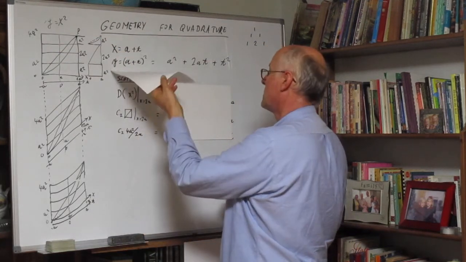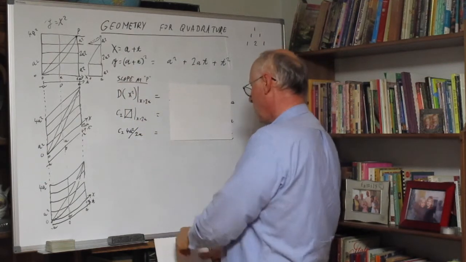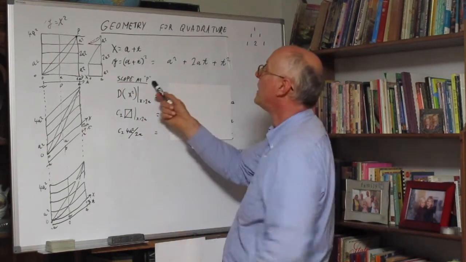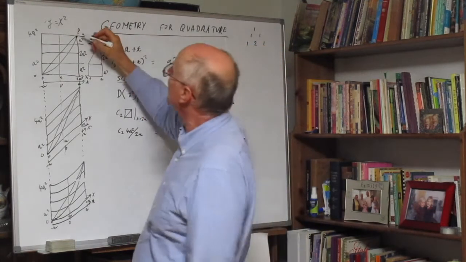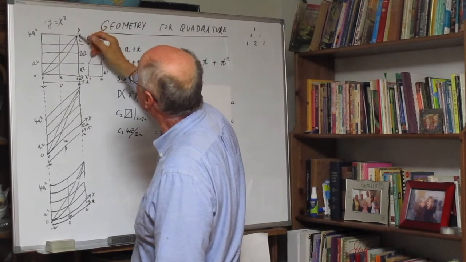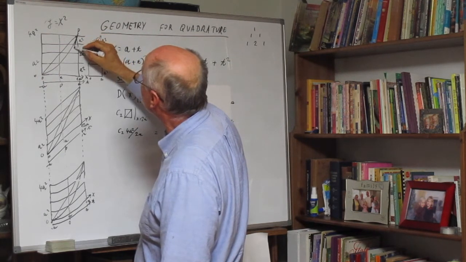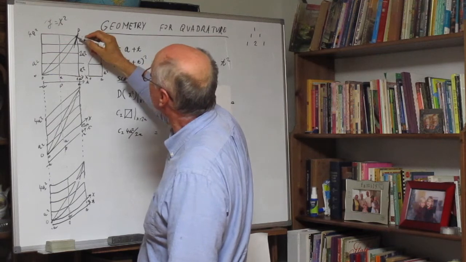So let's look at the slope at point P. That would be the tangent slope right here, right? That's what we're after. This tangent slope at point P.